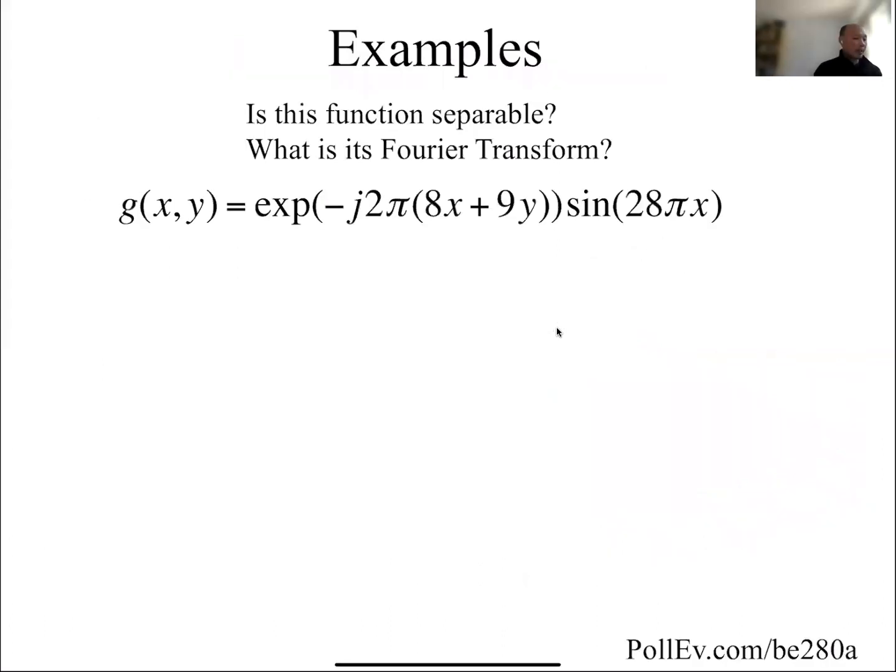Okay, so let's look at an example. The question is: is this function separable? And if so, what is its Fourier transform? Let's work through this example together.